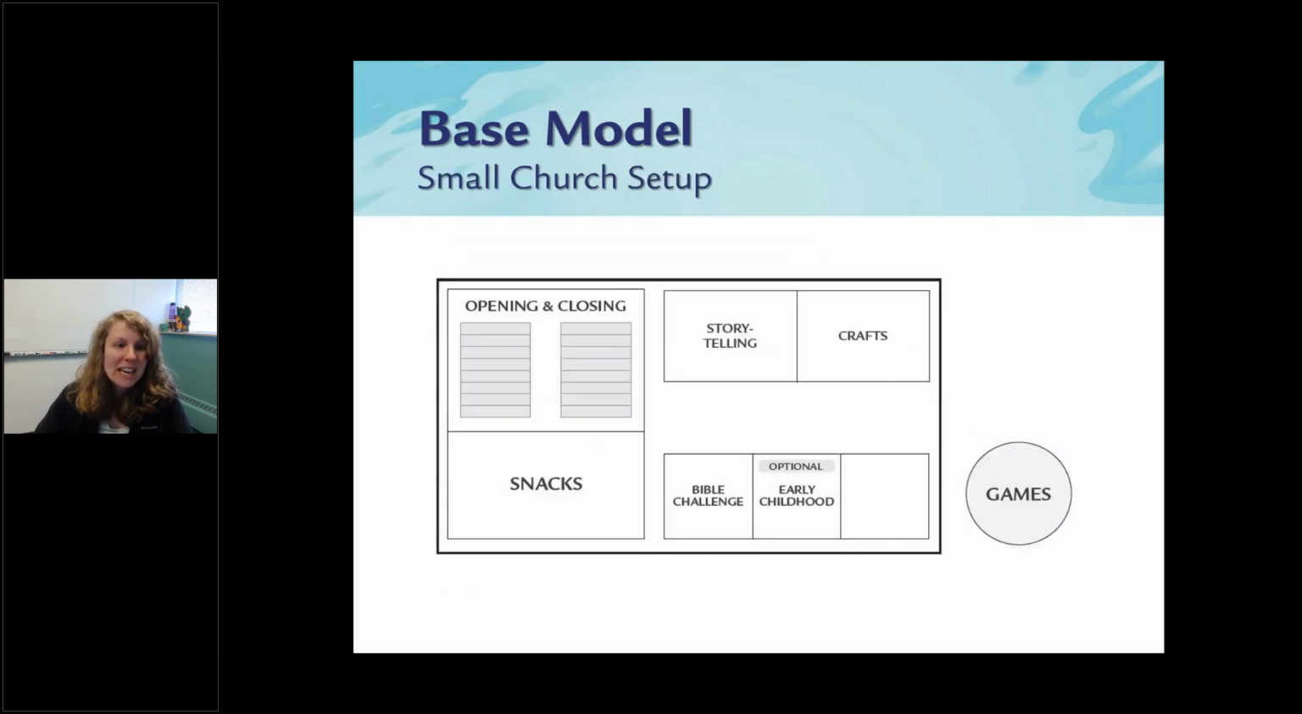And then here's our recommended setup for a base model. Of course, we don't know how your church building is set up, but this could be one you use if you have a fellowship hall, you have opening and closing in the front, and then snacks in the back, and then each of those main sites, storytelling, crafts, and Bible challenge, and games are each in their own space. We know a lot of you also have to share space. One of the churches I visited this summer really creatively shared the craft and the snack space together. So again, this is just a recommendation of one way you could set up, but we know that you guys know your church buildings way better than we ever would.